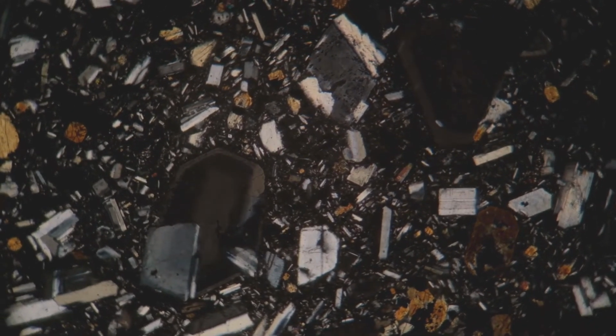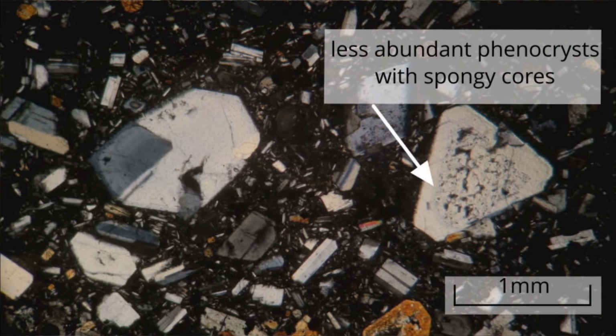Crystals which have spongy-looking cores are less abundant. These crystals were out of equilibrium with the magma and were beginning to melt before the magma was quenched during eruption.